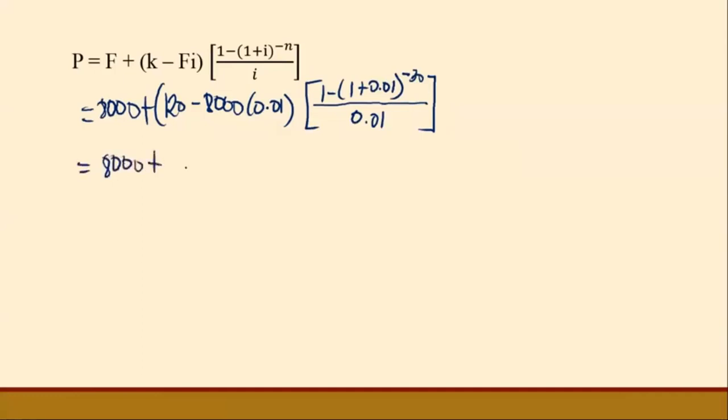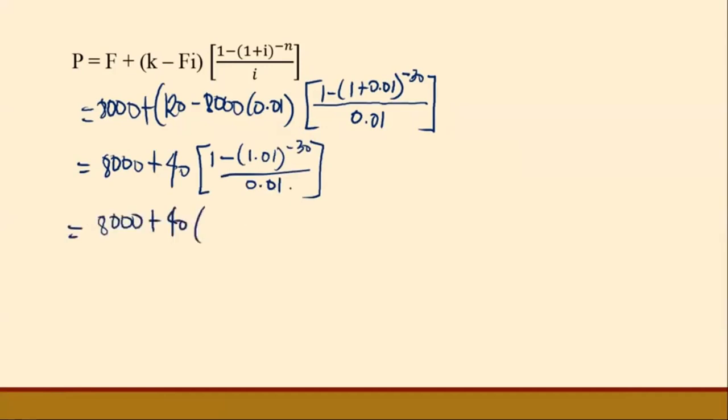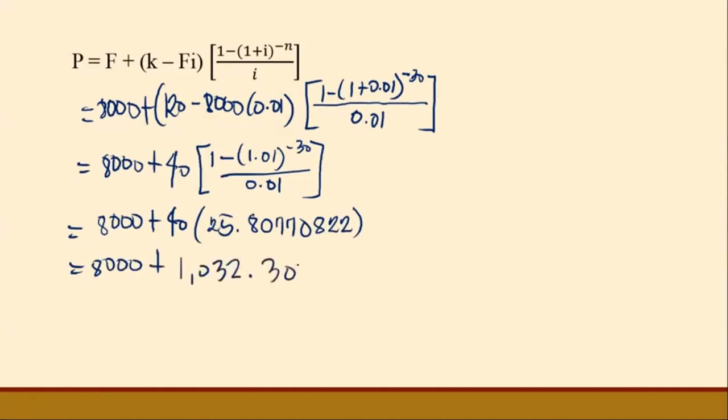Next, 8,000 plus, this is now equal to 40. Next is 1 minus 1.01 raised to negative 30 over 0.01. Okay. So, tuloy lang natin yung calculations natin. So, the value of this one inside the bracket is 25.80770822. Okay, so 8,000 plus 1,032.308,329. Okay, so this is now equal to 9,032 pesos and 31 centavos. So that is the price of a bond.